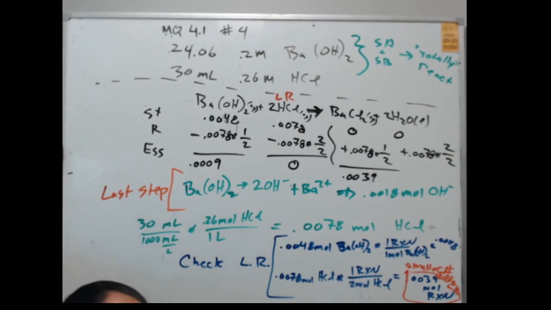Now you can go ahead and take the negative log to get your pOH, and then 14 minus that to get your pH. Okay. Is that good? Yes. Okay.